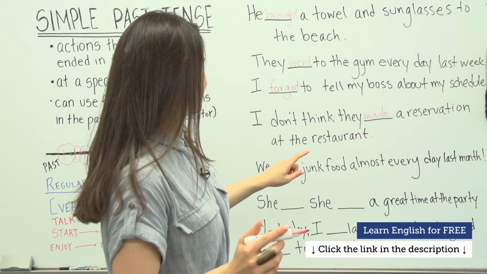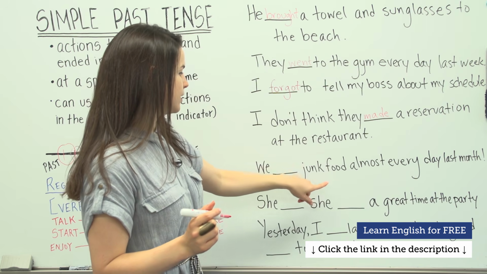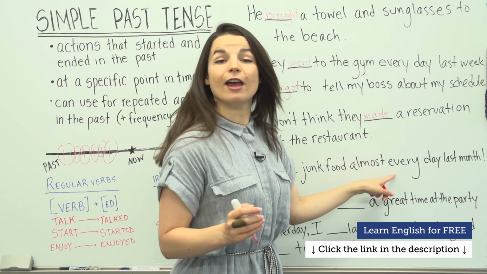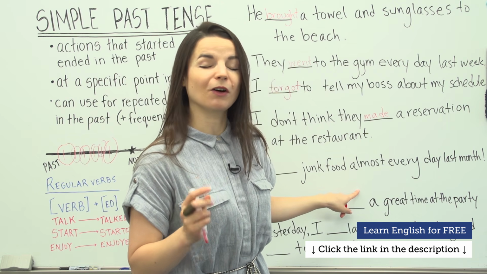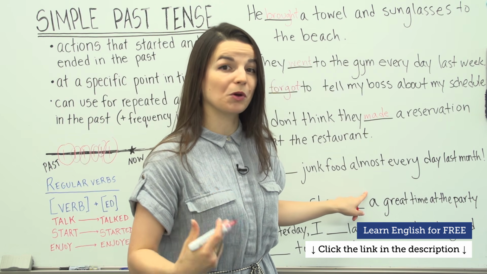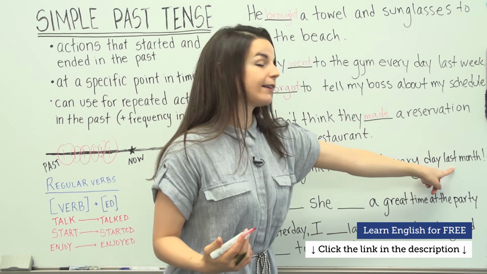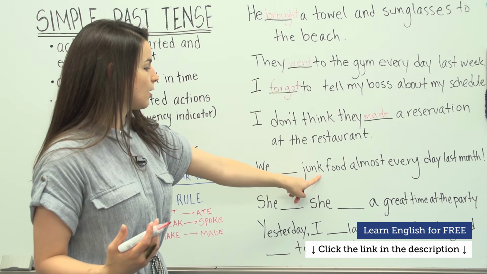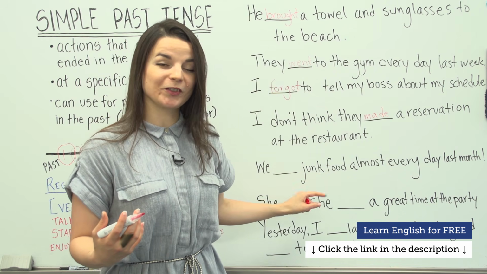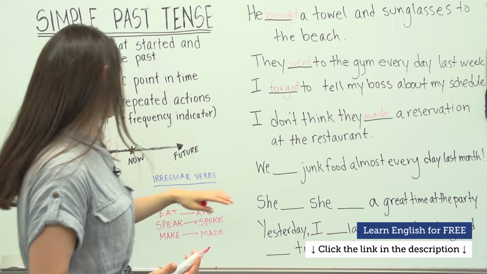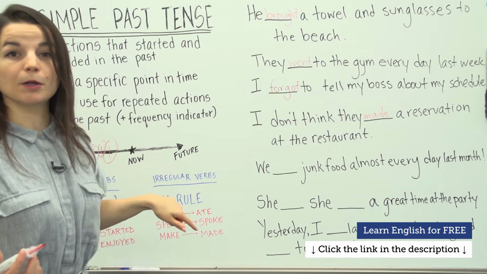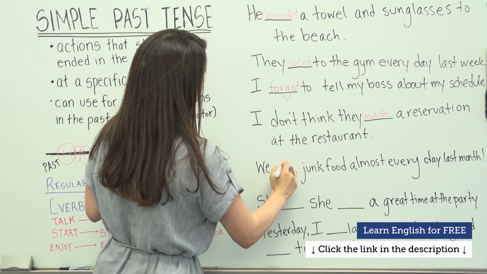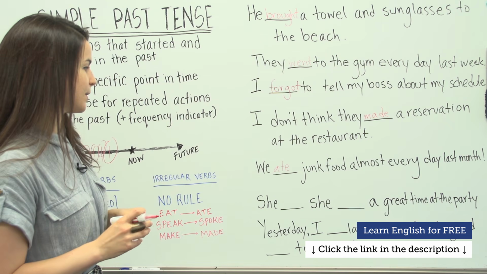All right. The next sentence, we something something junk food almost every day last month. So here, again, I have every day, but I have almost here. So almost every day, not every day, but close to every day. And then last month. Last month is my specific point in time in this case. So here we have junk food. That means that the verb we want to use is probably eat. And we learned that eat is an irregular verb. There's no rule for conjugating this. We just know that eat becomes ate. We ate junk food almost every day last month.